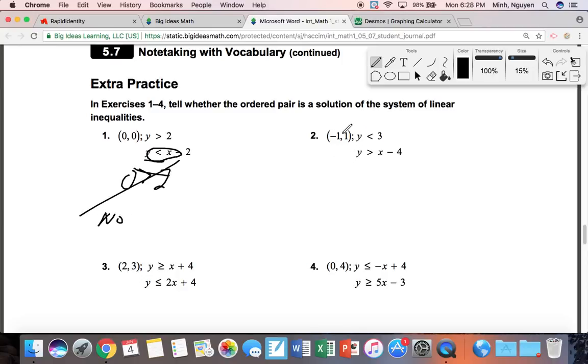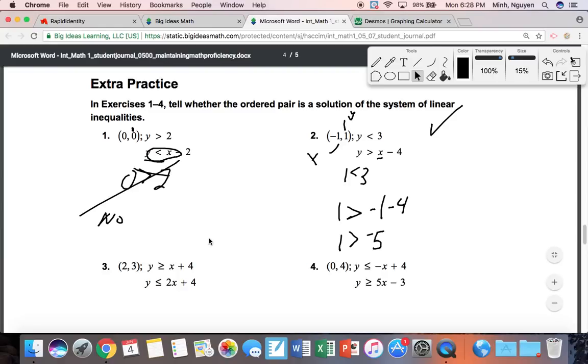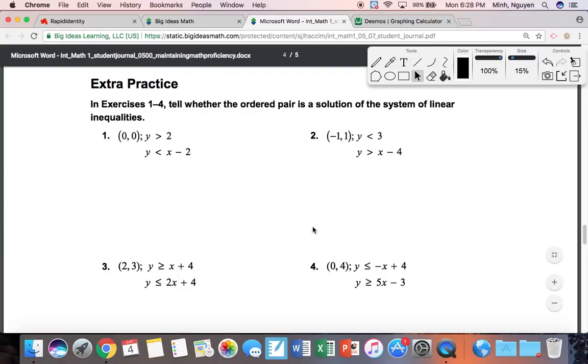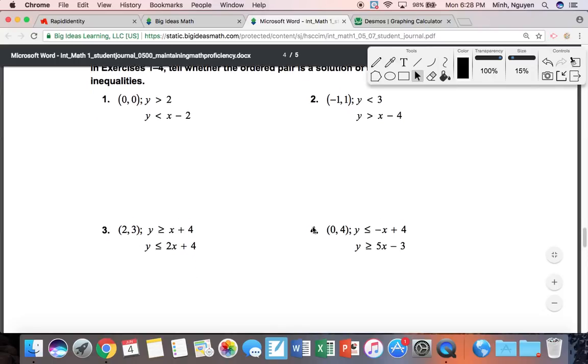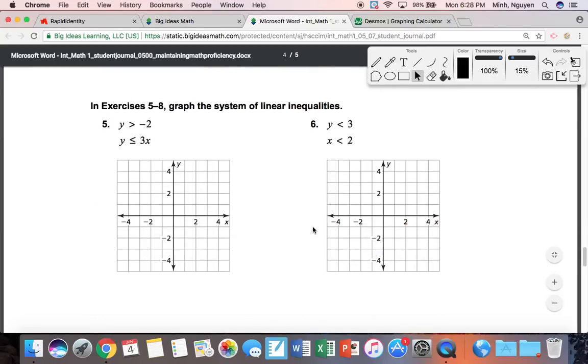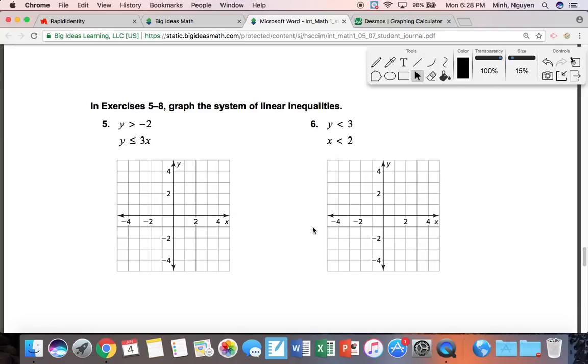Negative 1, 1. So this is my y. I plugged in that 1 because this is y, by the way. 1 is less than 3, okay. And then this is my x. So 1 is greater than negative 1 minus 4. 1 is greater than negative 5. Yes. So this is x, this is y, and this is a solution. Check mark. That's it. Just substitute x and y, and you say whether or not the inequalities are true. If it's true for both, then it's a solution. If it's false for either of them, then it's not a solution.